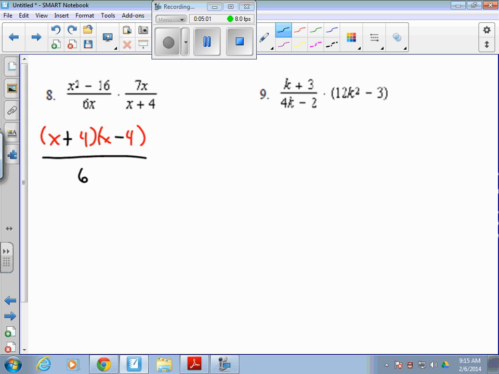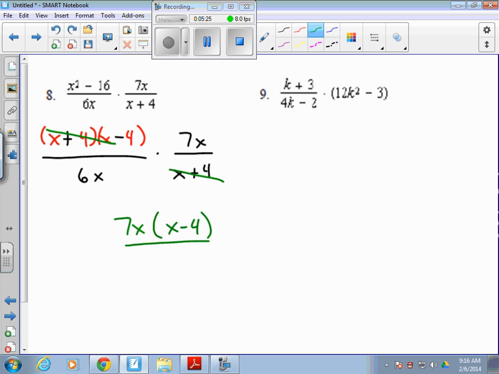Over we have 6x times 7x over x plus 4. Nothing we can do with those, but we can see what we cancel out. x plus 4 over x plus 4. So we still have 7x on the top. We still have x minus 4. Notice I just reordered it, to put the monomial first instead of the binomial. But if you put the x minus 4 first, it's the same thing.